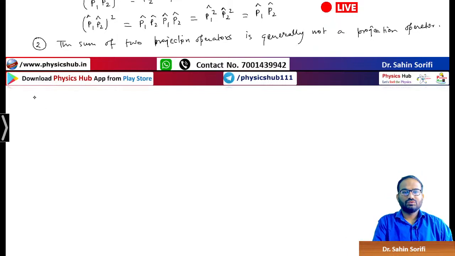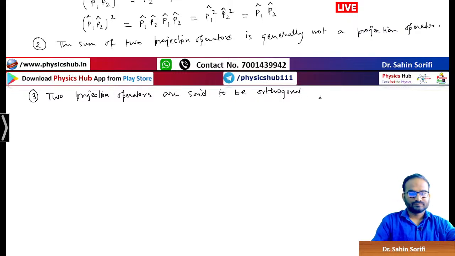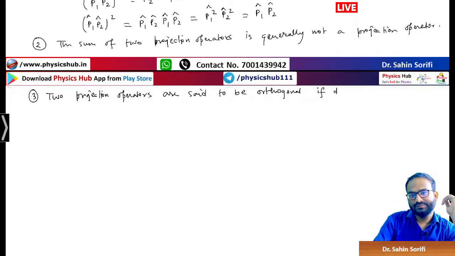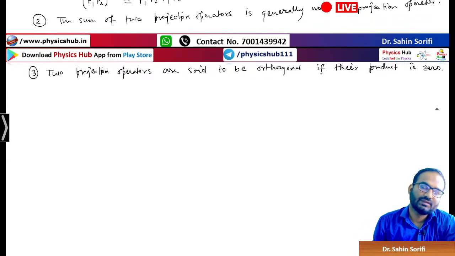Now if you have two projection operators, under what condition will they be called orthogonal? Two projection operators are said to be orthogonal if their product is 0. That is the basic definition of orthogonal. These are very straightforward rules.